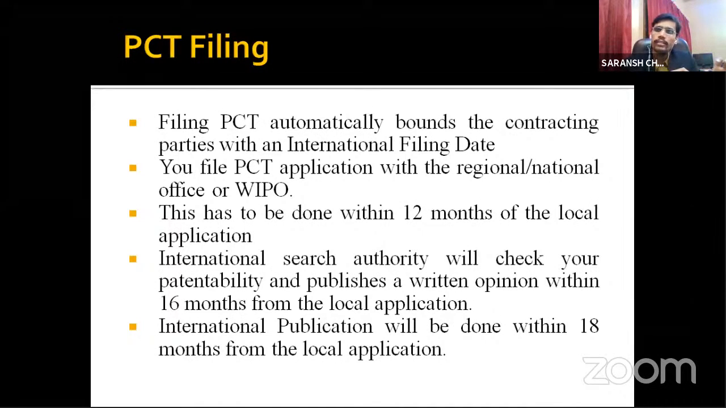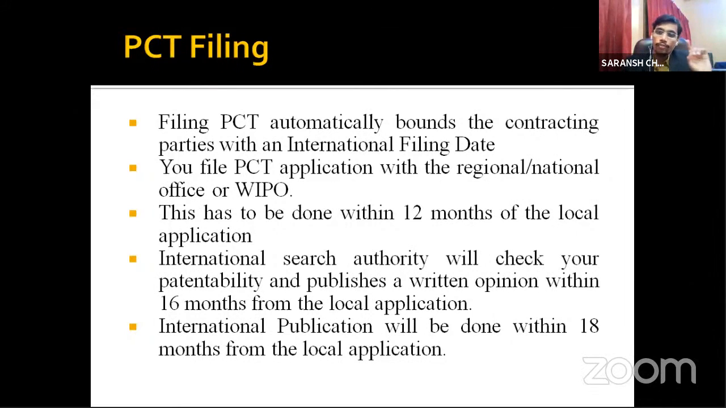There is a list of international search authorities. Obviously, they are countries only, but they are all expert-level from all over the world, who see whether your application is novel or not. So you can choose an international search authority in India also. You can choose China, USA, Russia, wherever you want. The international search authority publishes a written opinion within 16 months from the local application. Now you have to be very clear. The timeline is calculated from the local application, not from the international filing date.